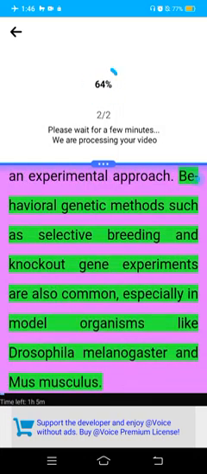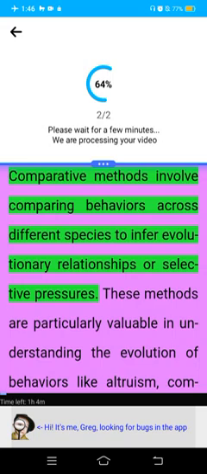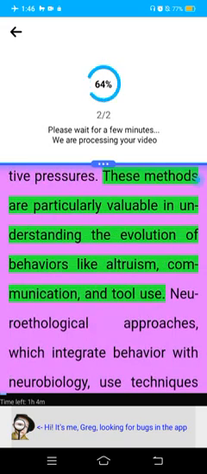Behavioral genetic methods such as selective breeding and knockout gene experiments are also common, especially in model organisms like Drosophila melanogaster and Mus musculus. Comparative methods involve comparing behaviors across different species to infer evolutionary relationships or selective pressures. These methods are particularly valuable in understanding the evolution of behaviors like altruism, communication, and tool use.